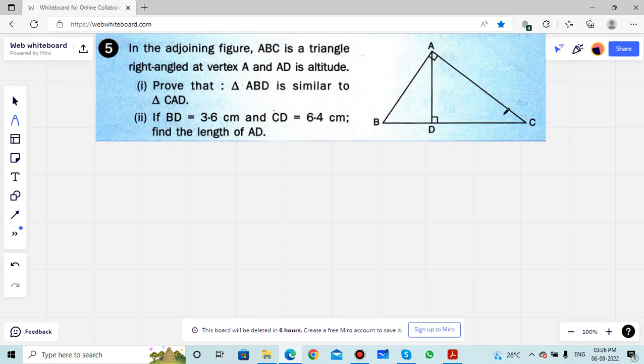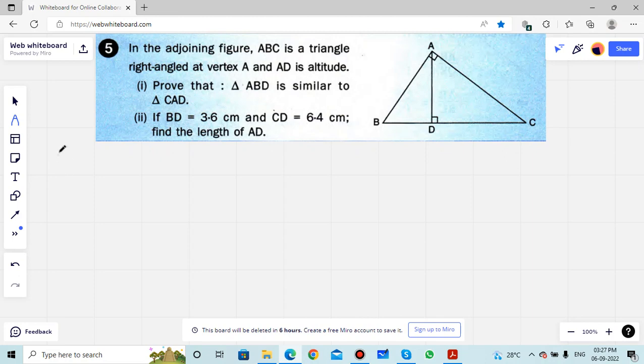ABD is similar to CAD. These two triangles are similar. Also, they have given BD is 3.6, this one, and CD is 6.4. Find the length of AD, we have to find. So we'll do that later on. First, let's prove the two triangles are similar, which is the one ABD.